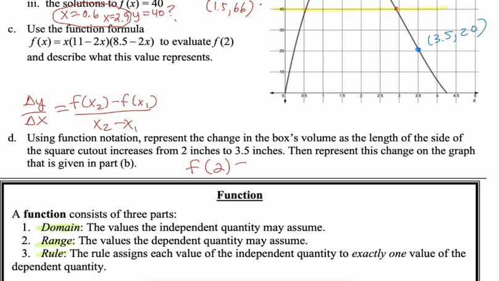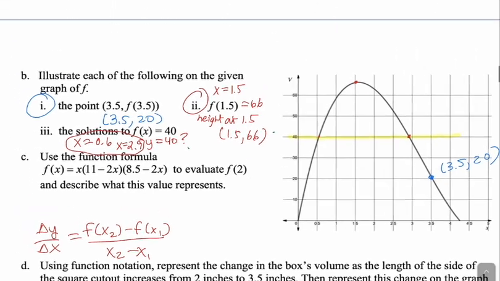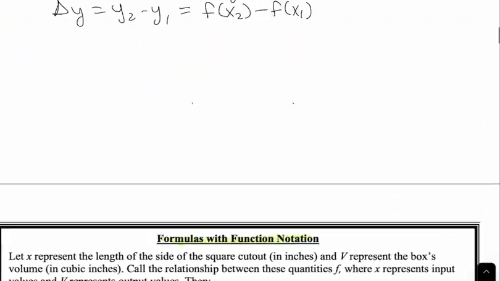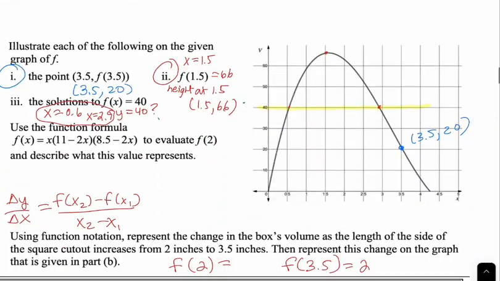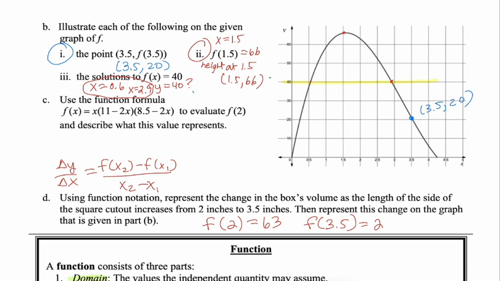So let's do what is f of 2 and what is f of 3.5. F of 3.5 was 20, right? F of 2, did we do f of 2 anywhere? Okay, let's guesstimate from the graph then. You think 63? Okay. We have a function we could use, but let's do that, okay?